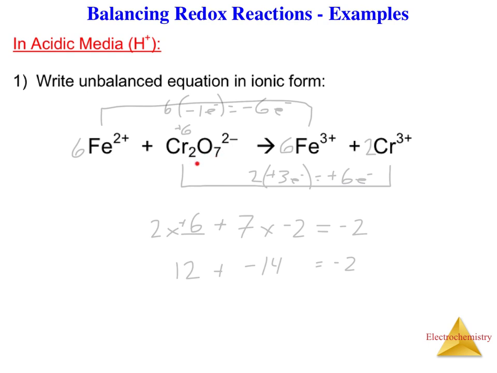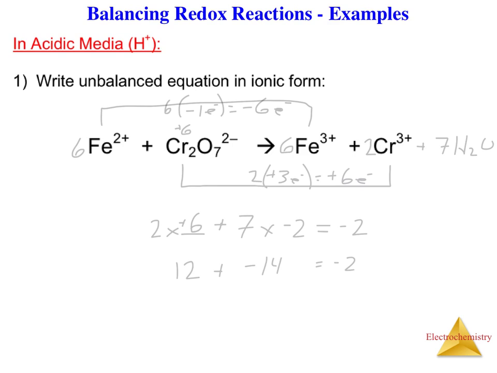I've got oxygens on the left side. I do not have oxygens on the right side. How do I get the oxygens? I typically will add them by adding waters to the side needing oxygens. So the right side needs 7 oxygens, so I will add 7 waters to the right side. Okay, is it balanced now?